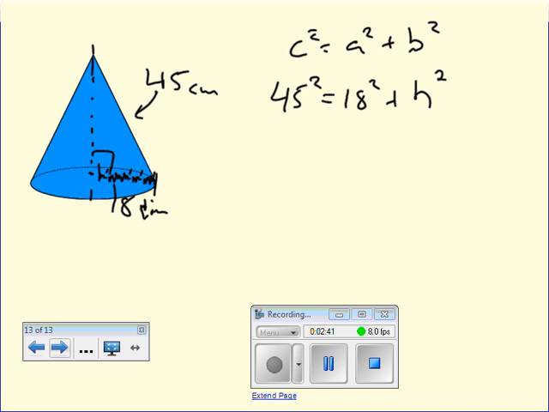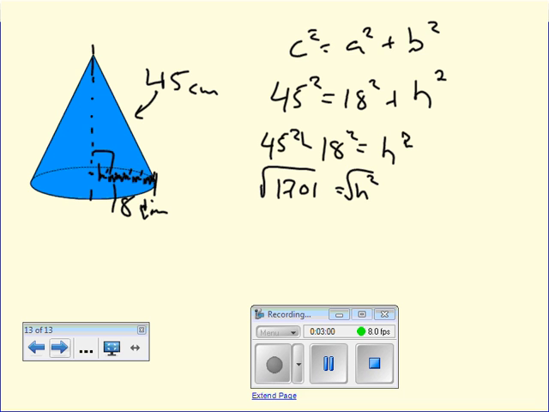I'm going to bring the 18 squared over. So I have 45 squared minus 18 squared equals h squared. 45 squared minus 18 squared will give me 1701, which is equal to h squared. I just take the square root of both sides, and I get a height of 41.2.